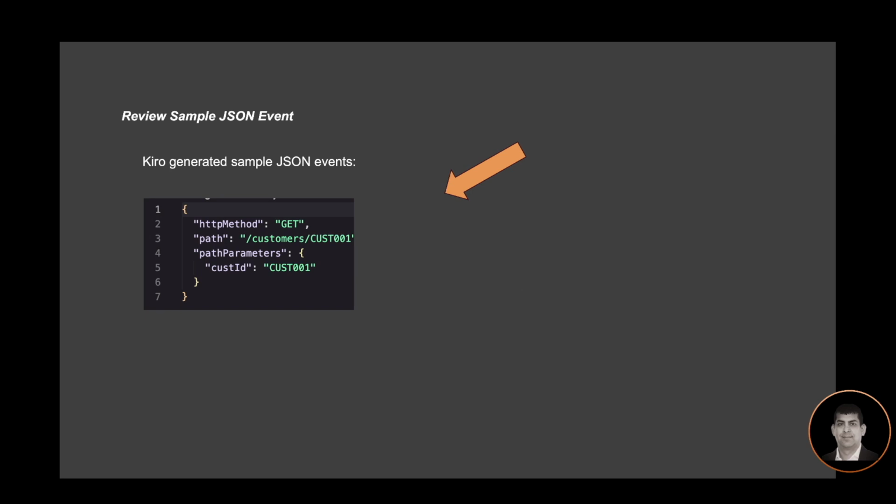Let's look at the sample JSON file. This file was also created by Kiro. Kiro is giving me a sample JSON event that I can use to test this API. So it's saying, hey, get this customer information for this cust ID, cust 001.